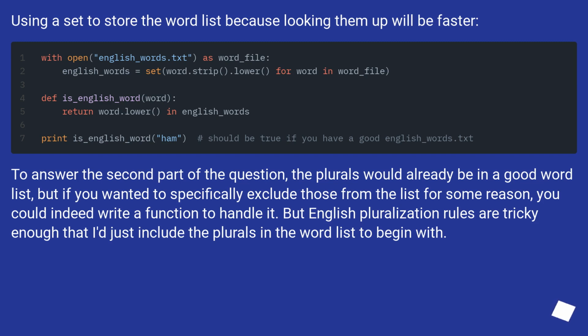To answer the second part of the question, the plurals would already be in a good word list, but if you wanted to specifically exclude those from the list for some reason, you could indeed write a function to handle it. But English pluralization rules are tricky enough that I'd just include the plurals in the word list to begin with.